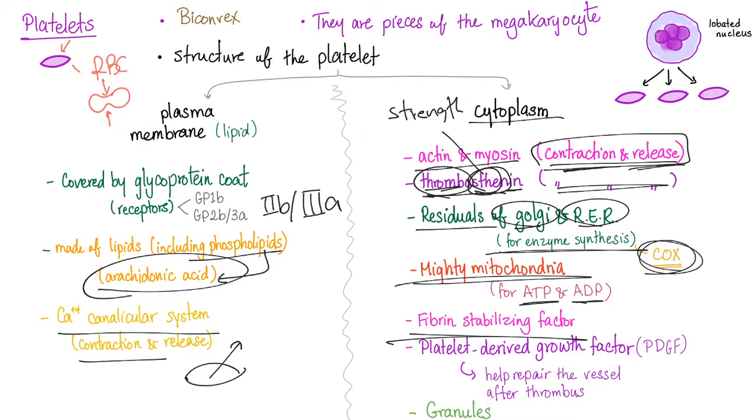Fibrin stabilizing factor, also known as factor 13. Platelet-derived growth factor, and it helps repair the vessel after the thrombus. Platelets are thrombocytes. They form the thrombus, but like a good cat, they clean after themselves after the thrombus is over. Your cat defecates in the ground, but then it cleans up after itself, exactly like the platelet.